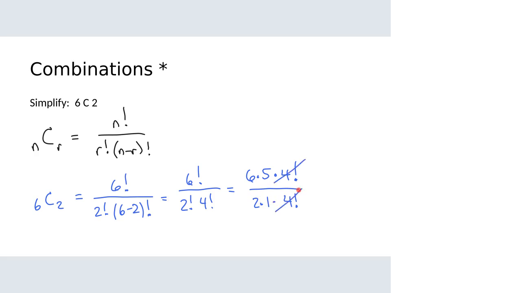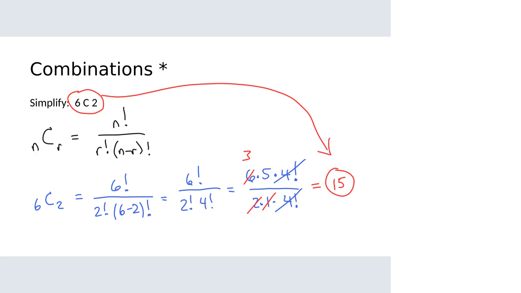And now these cancel, and you could do 6 times 5 is 30, 2 on the bottom, divide and get 15. Or if you really like canceling stuff, you'd say dividing by 1 doesn't do anything. 2 will go into 6 3 times. So 3 times 5 is 15. Either way, combination button or by hand, we end up with 15. A combination of 6 things taken 2 at a time can be collected together in 15 different ways.